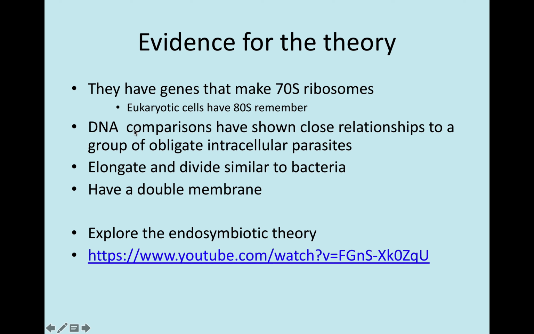DNA comparisons show that mitochondrial DNA has close relationships to a group of obligate intracellular bacteria. They also elongate and divide similar to bacteria, and they have a double membrane. I posted a link on the e-learning website, so you can click on this YouTube video to further explore the endosymbiotic theory, which outlines some of this evidence.